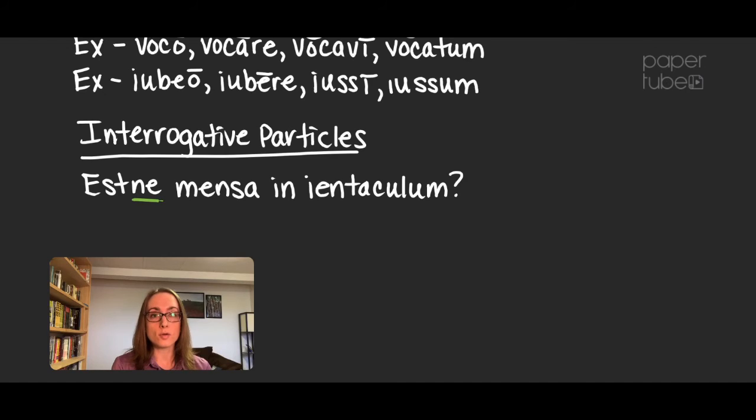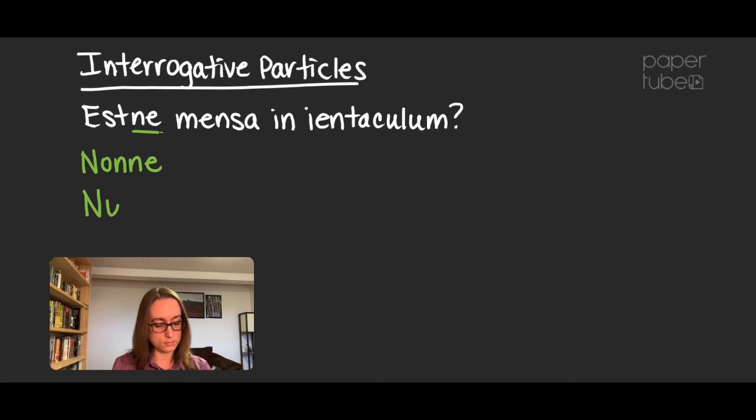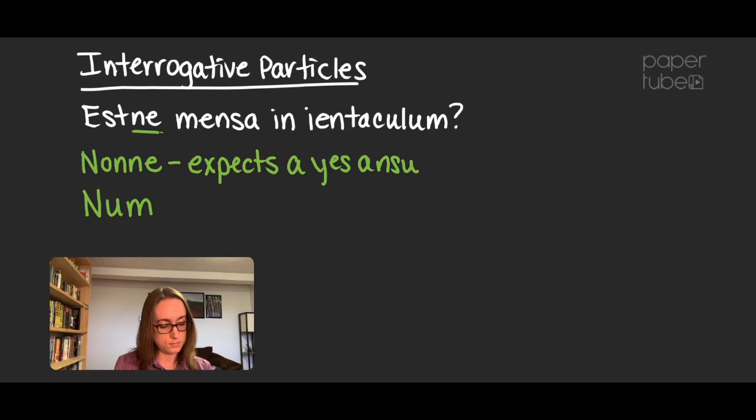So the interrogative particles in this chapter are new, and those are nonne and num. Nonne is an interrogative word that expects a yes answer. You would translate it as like aren't or isn't. Isn't the girl pretty? Aren't the tables nice? Okay? So you translate it as aren't or isn't.